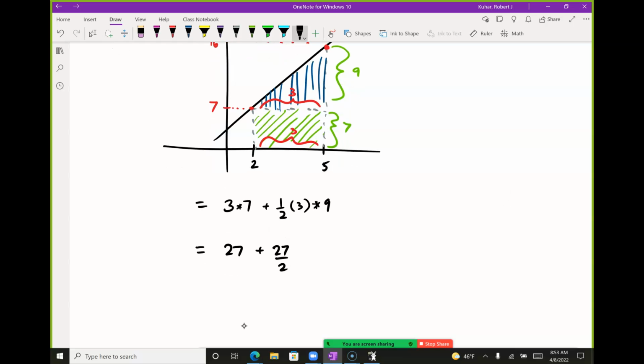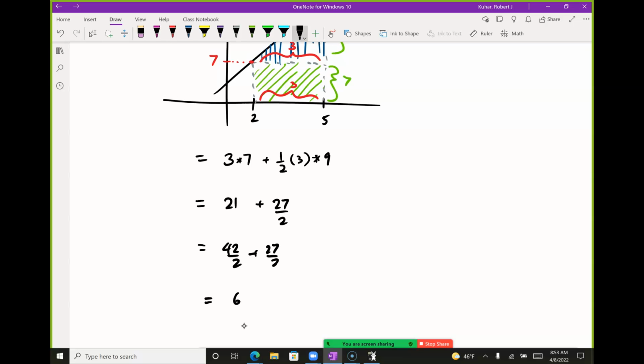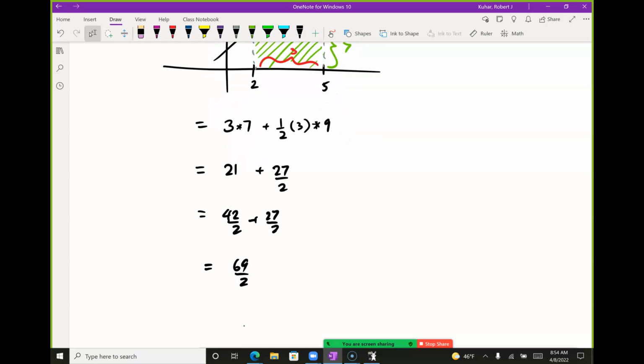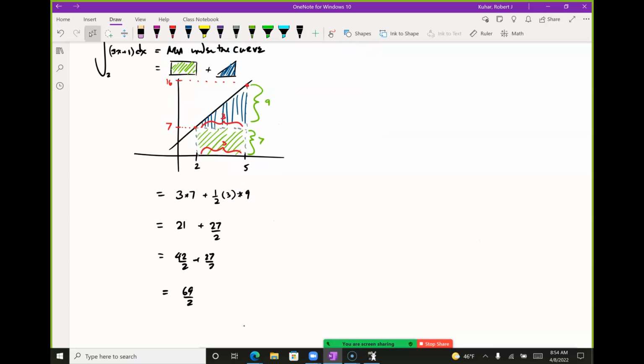Did I do that right? 3 times 7 is 21, not 27. Right? 3 times 9 is 27. Yes, 27 over 2. So that's 42 over 2 plus 27 over 2. There it is, 69 over 2. Same answer. Nice.